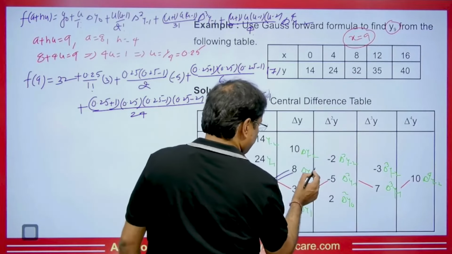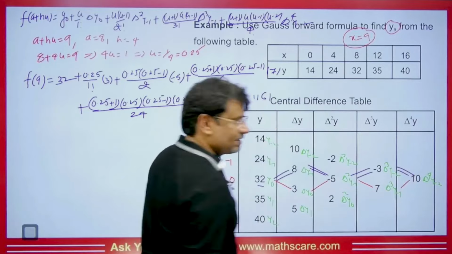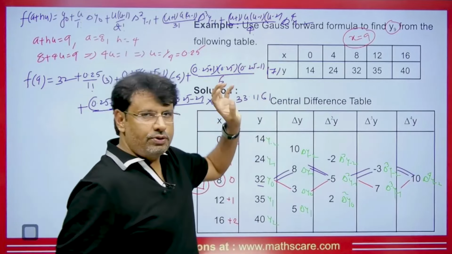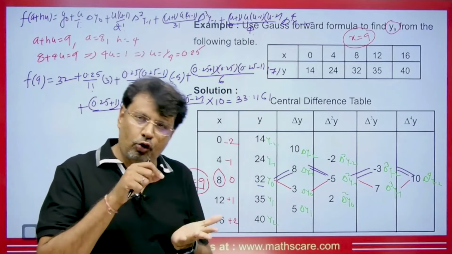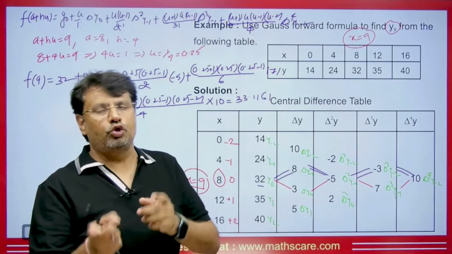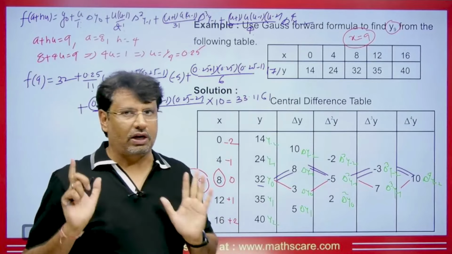Does anyone remember it? The Gauss backward method. You will not be asked both, only one. Out of two, only one will be asked in the exam. You will be asked, what will be the value of y at x equal to 9? You will have to find its value using Gauss forward and Gauss backward. I will tell you both. You just have to use the method which is asked in the exam.